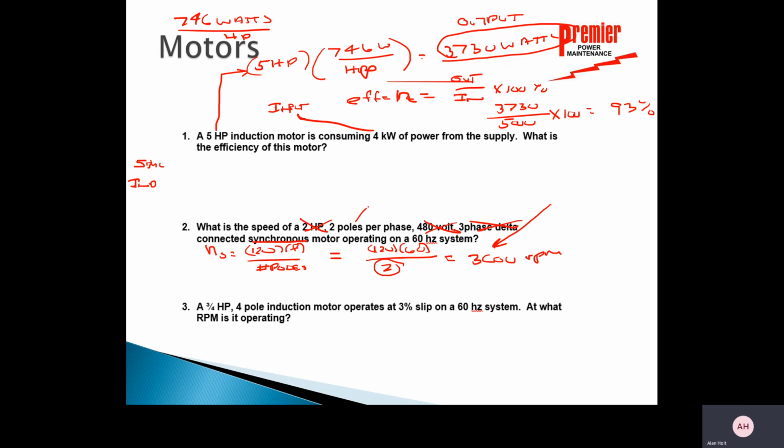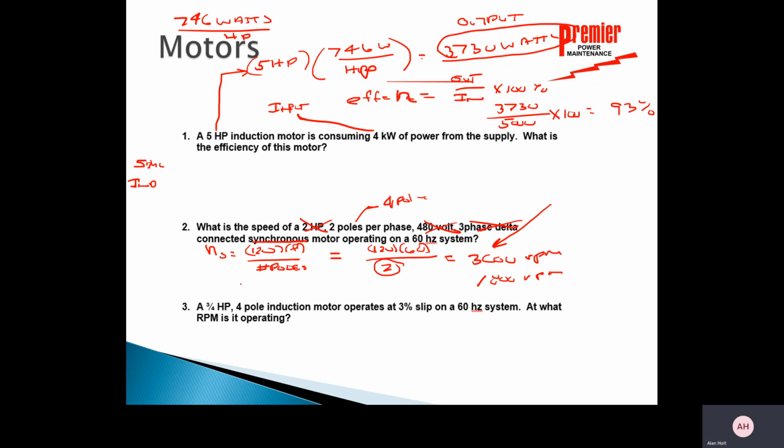Now, if we had a 4-pole machine, guess what? I just cut it in half. That would be 1,800 RPMs. So that gives you a concept of what we've got. The only way to change the speed on a synchronous motor is to change the frequency or to change the number of poles. And since it's pretty hard to change the number of poles that are already made inside that motor, the most effective way is to change the frequency.